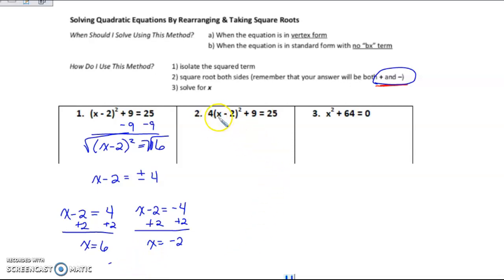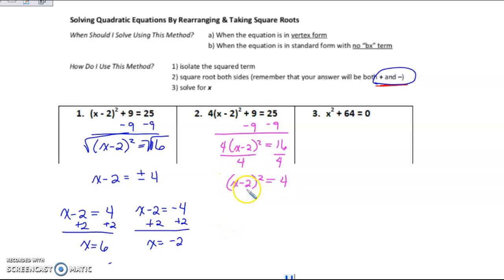The next one is 4 times (x minus 2) squared plus 9 equals 25. And again, I see that I have this constant here, and I want to move it, so I'm going to subtract 9. Then I have 4 times (x minus 2) squared equals 16. And I can't square root yet because this 4 is in the way, so I'm going to divide by 4 on both sides. Then I get (x minus 2) squared equals 4.